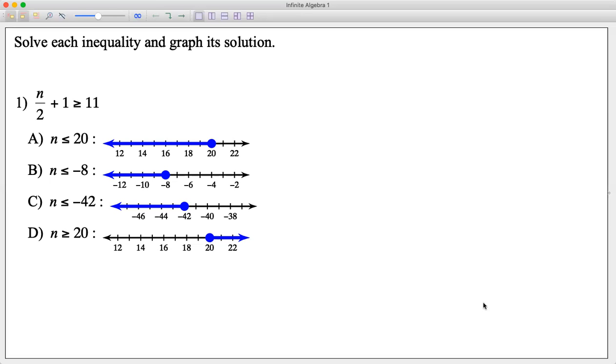If you're really lucky, one of the answers will have a closed circle, and the other three will be open, and you're done. Well, we're not lucky. All four have a closed circle. We got to solve it, right? The only rule that you have to remember for inequalities is that if you ever multiply or divide by a negative number, it flips the inequality around.